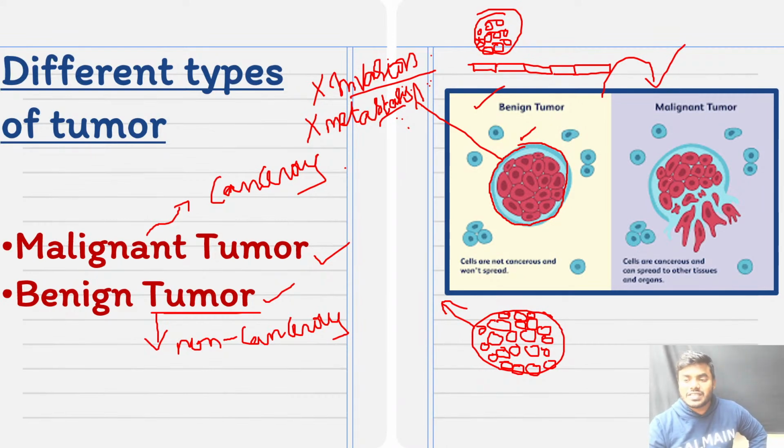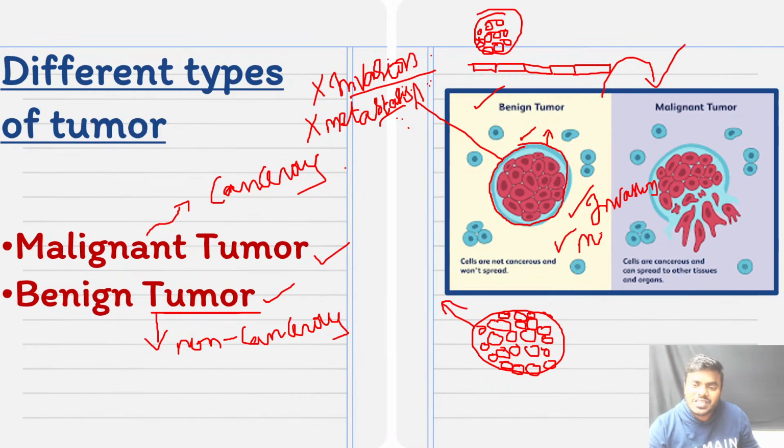Listen to me very carefully, friends. Here, benign tumor, what did I tell you? It is protected by a barrier. But a malignant tumor is not protected by any kind of barrier. Even though there is a barrier, it will break the barrier, and it can show the process of invasion, which means it is ready to enter other areas. And friends, it can start developing colonies in new areas. That is exactly what we call metastasis.